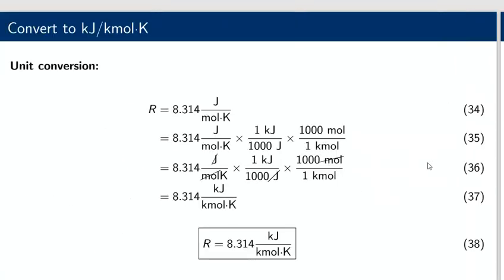Now we can do a unit conversion to kilojoule per kilomole Kelvin. Here R is equal to 8.314 joule per mole Kelvin. We can write 1 kilojoule is equal to 1000 joule, and 1000 mole is equal to 1 kilomole. So if I plug these together, we can convert R from 8.314 joule per mole Kelvin to 8.314 kilojoule per kilomole Kelvin.